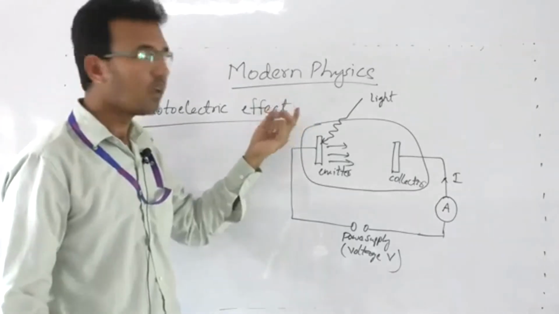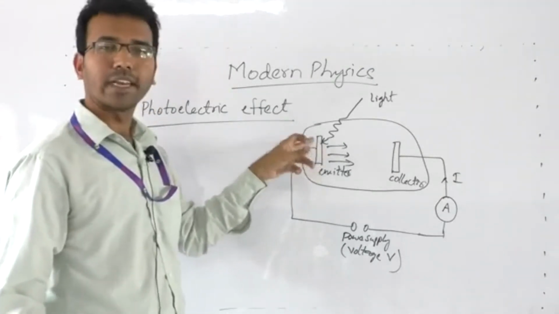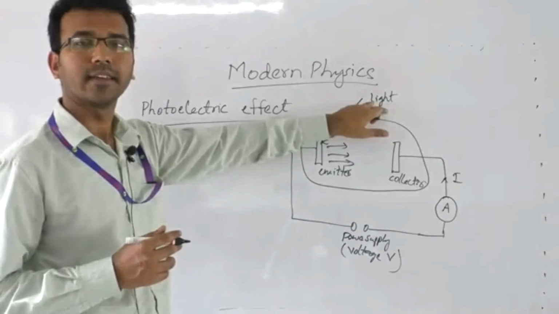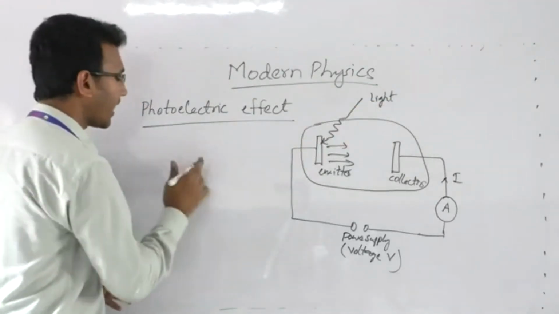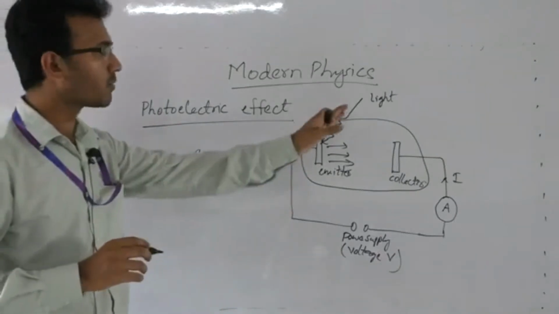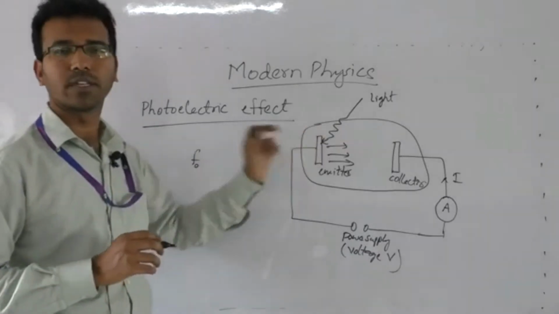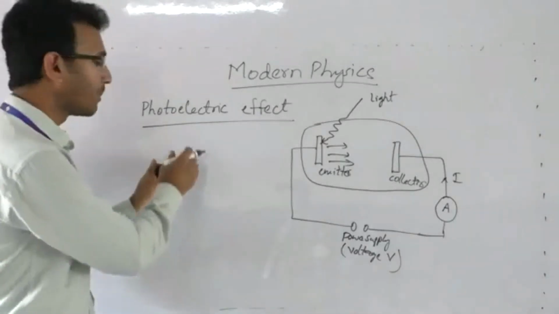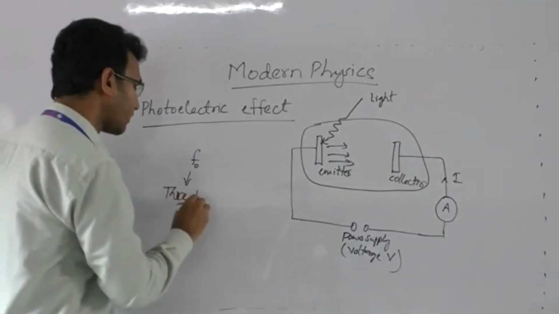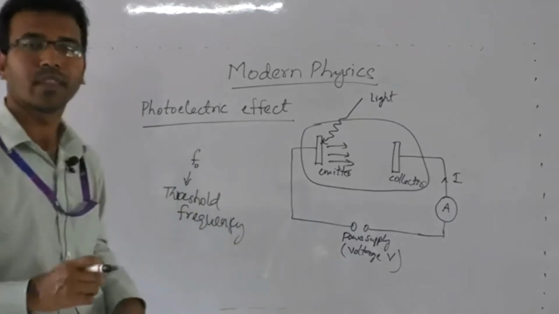So they performed the experiment by varying the intensity as well as by using different frequencies of light. What they observed was, for a given metal, electrons will come out only when the frequency of light has a certain minimum value. Let's say that minimum value is F0. When the frequency of the light is at least F0, electrons start coming out of the surface. This certain minimum frequency for that particular metal is called the threshold frequency, F0.